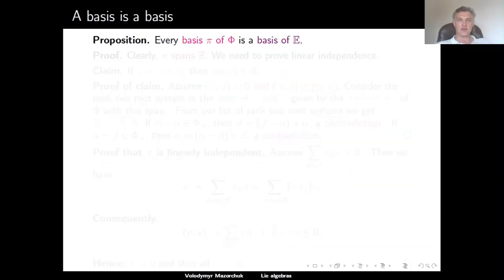So the main property of the basis of the root system is that each basis of a root system is also a basis of the corresponding vector space E. Recall that the root system spans E and the basis spans the root system. So the basis clearly spans our Euclidean vector space. To prove this proposition, what we really need to prove is that elements of pi are linearly independent.